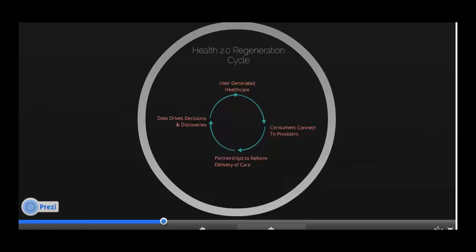And because of this change in the way insurance is delivered, users are seeing more of their data returned to them, which allows them to make more decisions, which allows them to make more discoveries, which allows them to, again, generate healthcare information. Now, John will talk a little bit about some of these Web 2.0 tools.